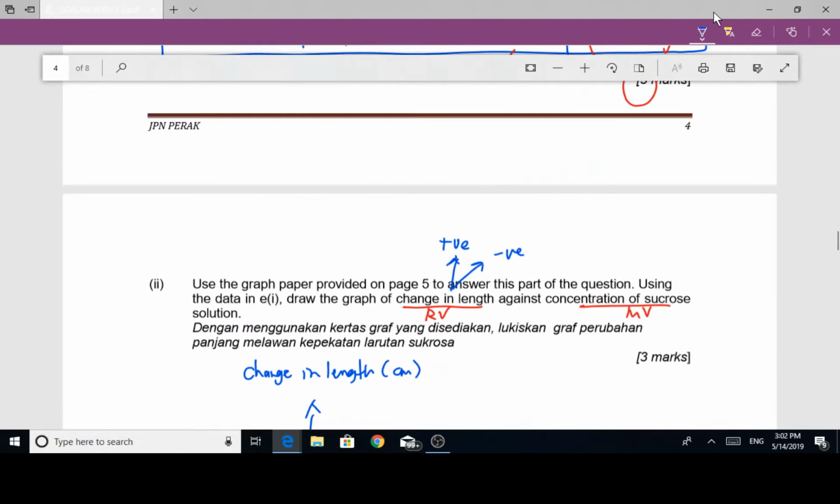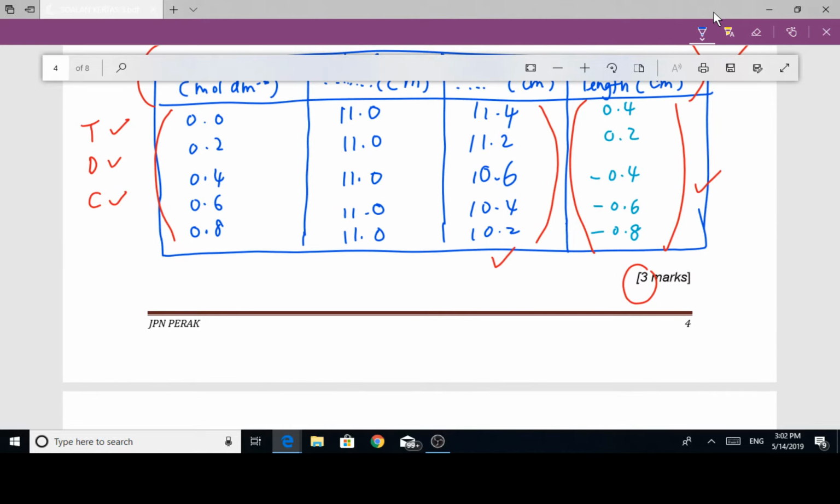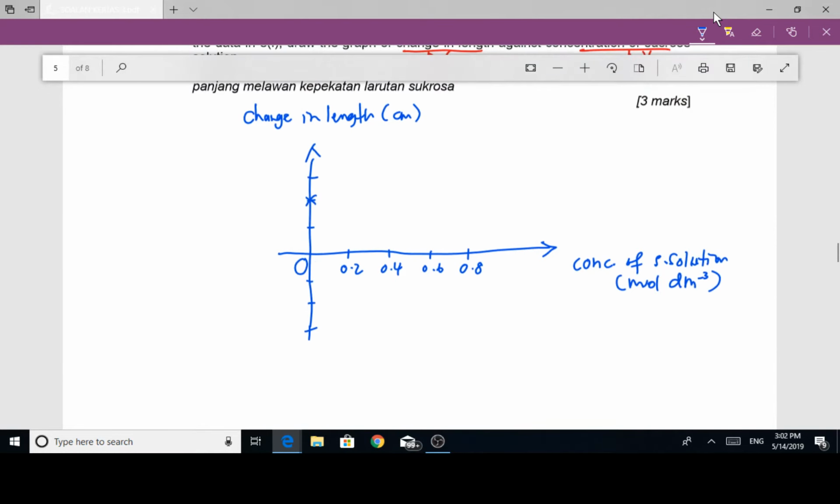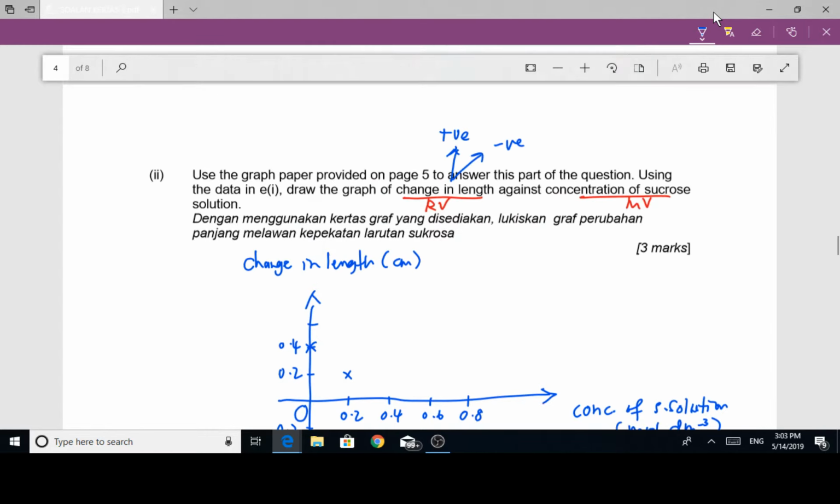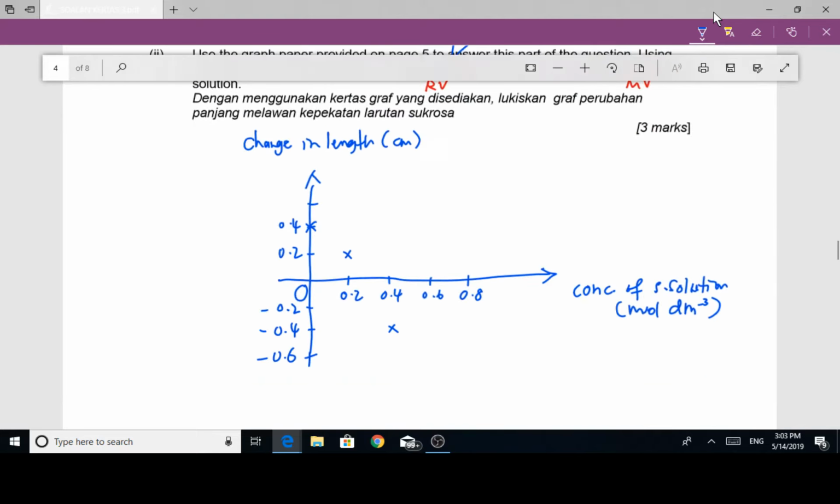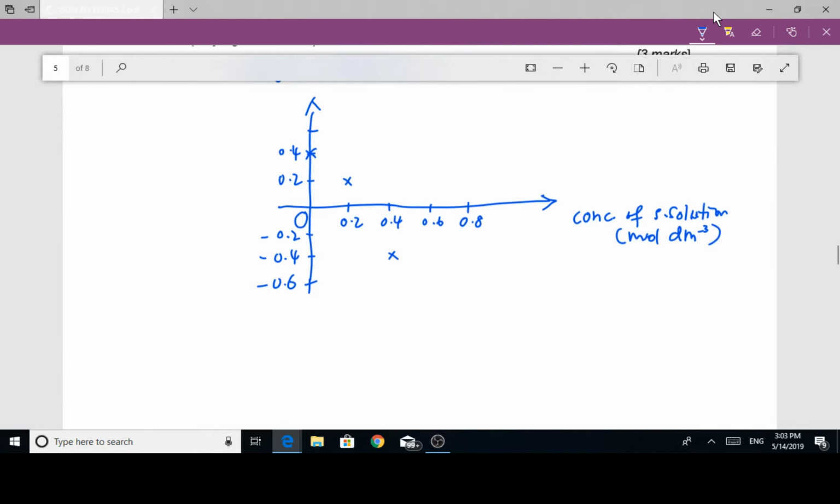When it is 0.2, then it is 0.2, 0.4, negative 0.4. 0.4 is negative 0.4, 0.6, negative 0.6, and finally we have 0.8, negative 0.8.